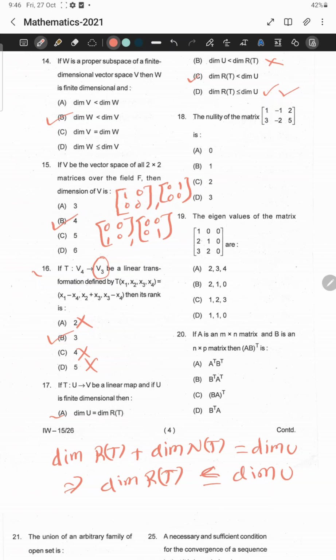Let us move to question number 8. The nullity of the matrix: we have to find the nullity of this matrix. Nullity means the dimension of the null space, and the null space is defined, if A is a matrix, as the set of all elements X such that AX equals the zero vector. This is the null space. If we find the dimension of this null space, then it is called the nullity of the matrix A.